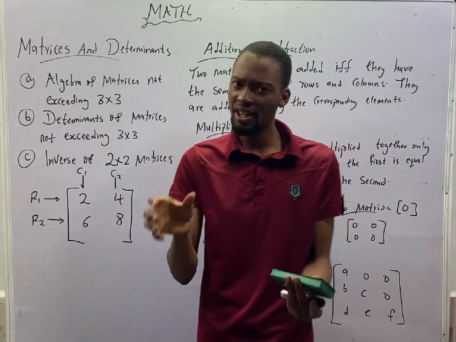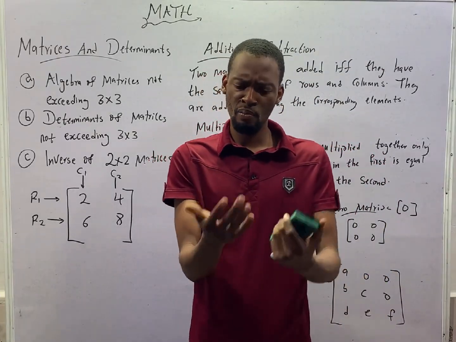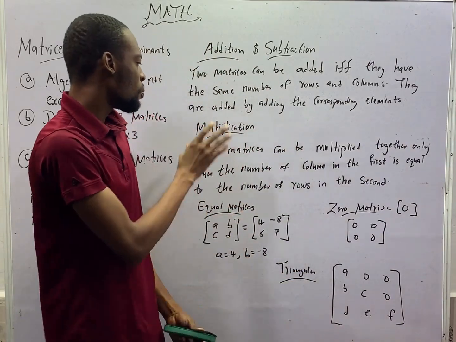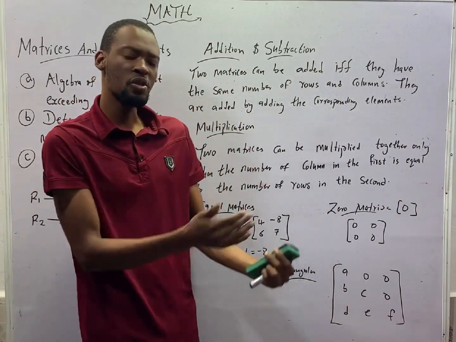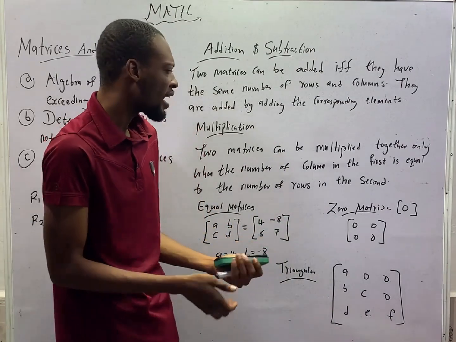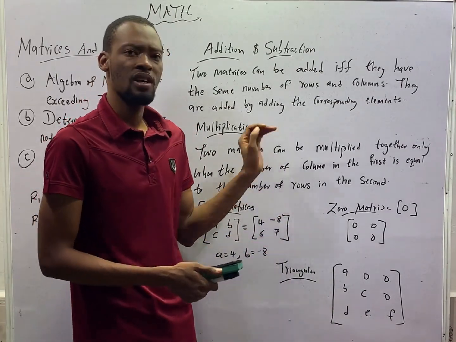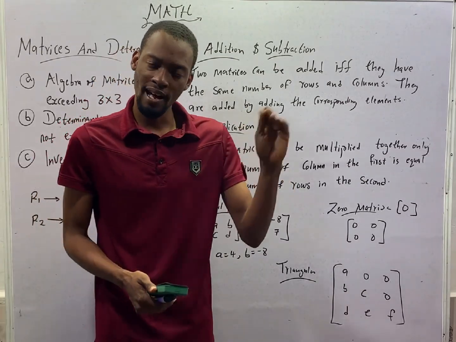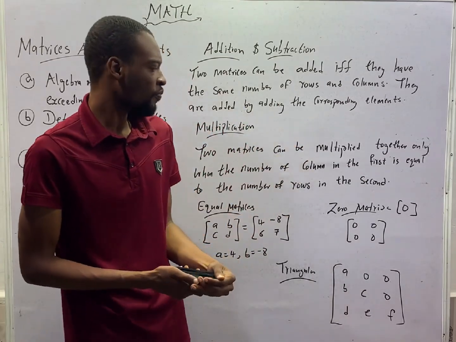Matrices can be added and subtracted. Matrices can also be multiplied. Multiplication of matrices is not commutative. However, it is associative. And matrix multiplication is distributive over addition and subtraction.